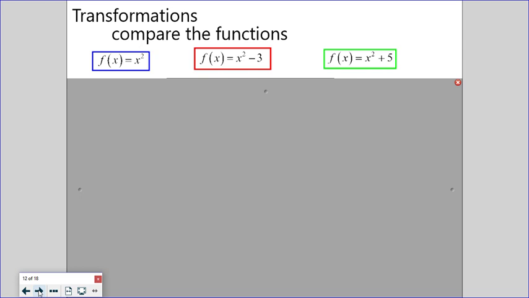Okay, talk to your table. Where did your graph move? Does it move the way you think it should based off of it being a plus or a minus?